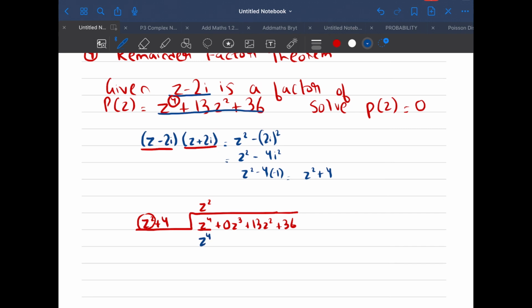Z power 4 plus 4z square. Then plus, your minus becomes, here plus, your minus becomes. This cancels out. So it's going to be 9z square plus 36. Now, can I write plus 9 here, kids? Yes. So it's going to be 9z square plus 36.